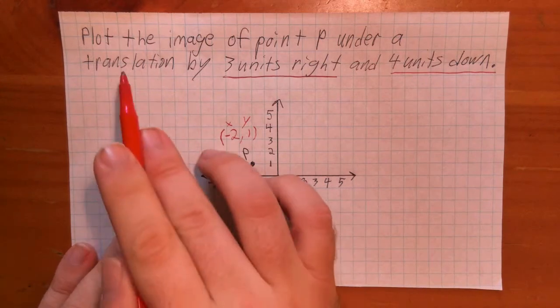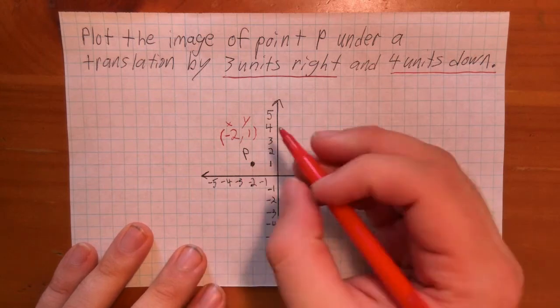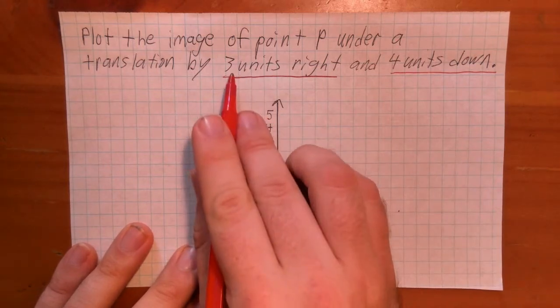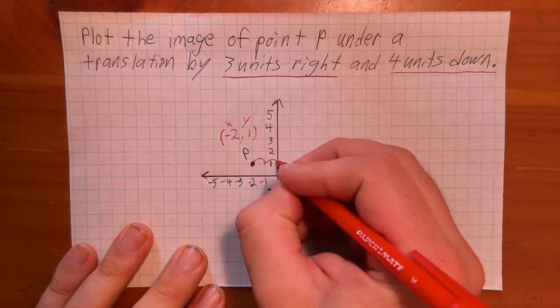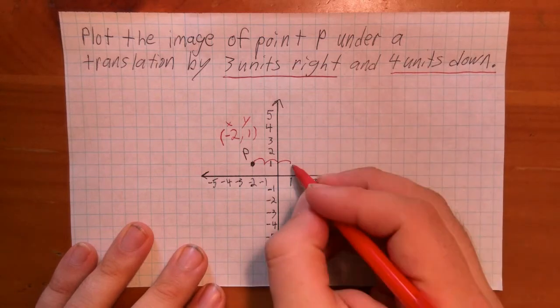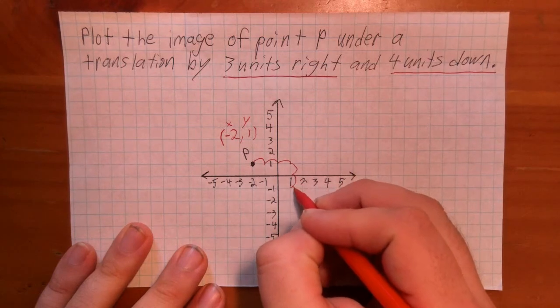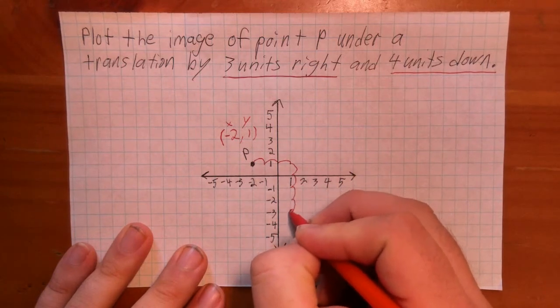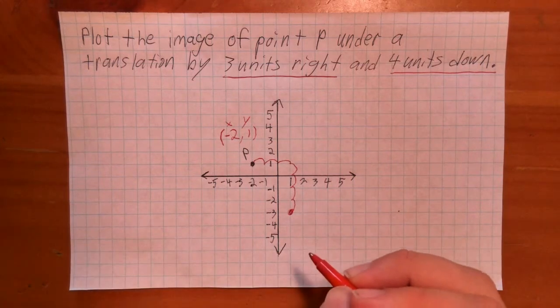So, as I said, a translation is like sliding the point across. Think of that Pac-Man that we saw. And so we're going to slide it 3 units right. So we're going 1, 2, 3. And then we're going to go 4 units down from here. 1, 2, 3, 4. So this is the point that we're going to end up. Here's how I'm going to label this.